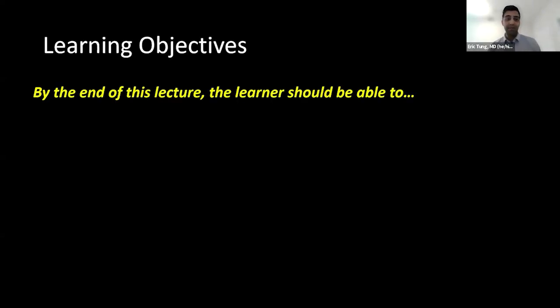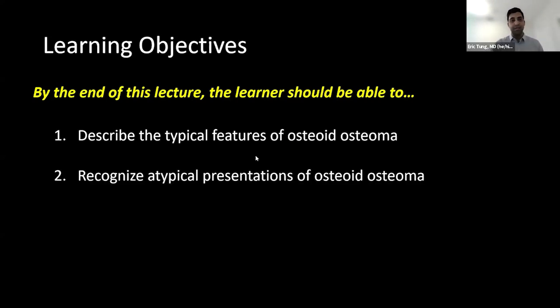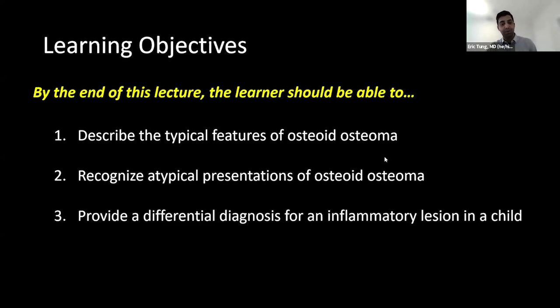What I hope is that by the end of this lecture, you will feel comfortable describing the typical features of an osteoid osteoma, recognizing some of the atypical presentations of osteoid osteomas, and providing a differential diagnosis for an inflammatory lesion in a child. Recognizing that inflammation can really help you narrow your differential.